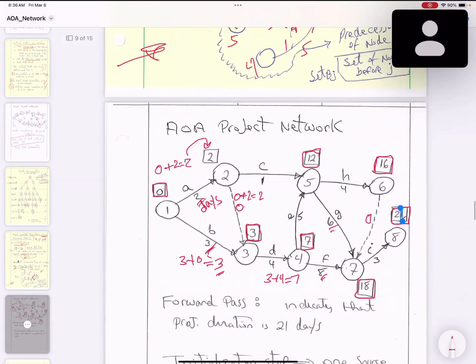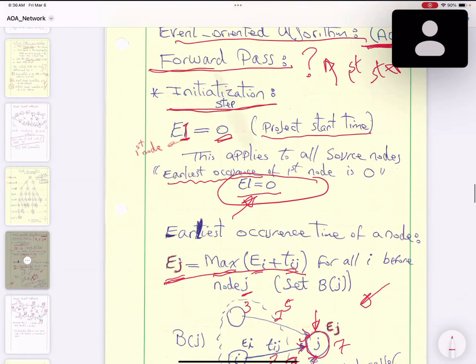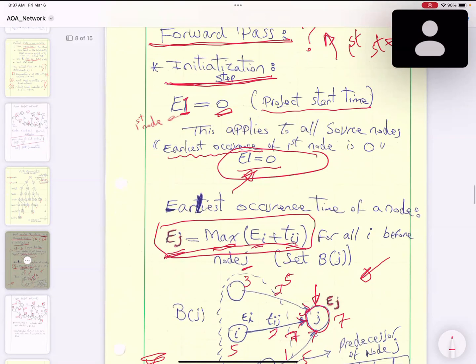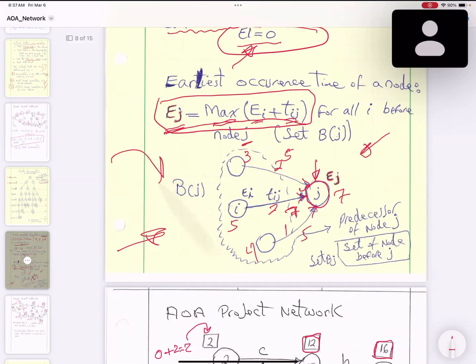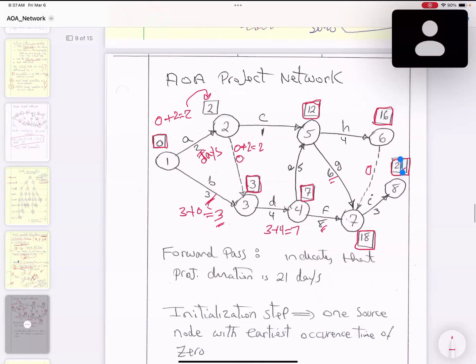So this is called the forward pass. Let me tell you one more time: we said there are two steps. One step is the forward pass. That is an initialization step, and we use this expression right here. The earliest occurrence of any node in your network is calculated by taking the maximum of E sub i plus T sub ij over its predecessors. That's why we put a subset of your network here to explain it for you. And here is the actual forward pass. So this is the forward pass.